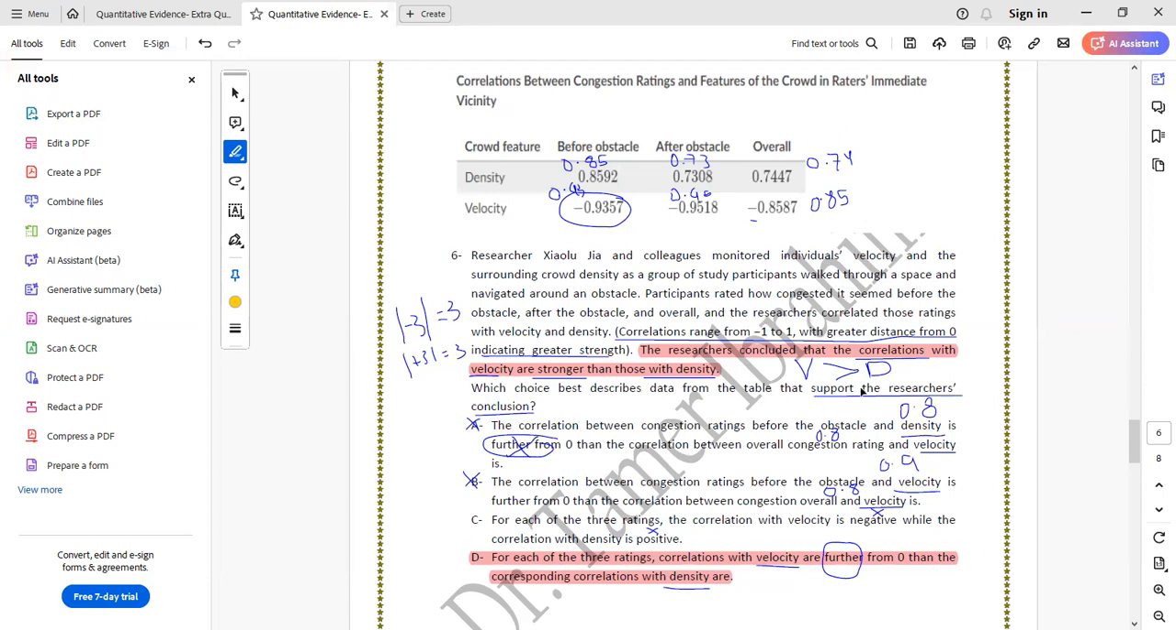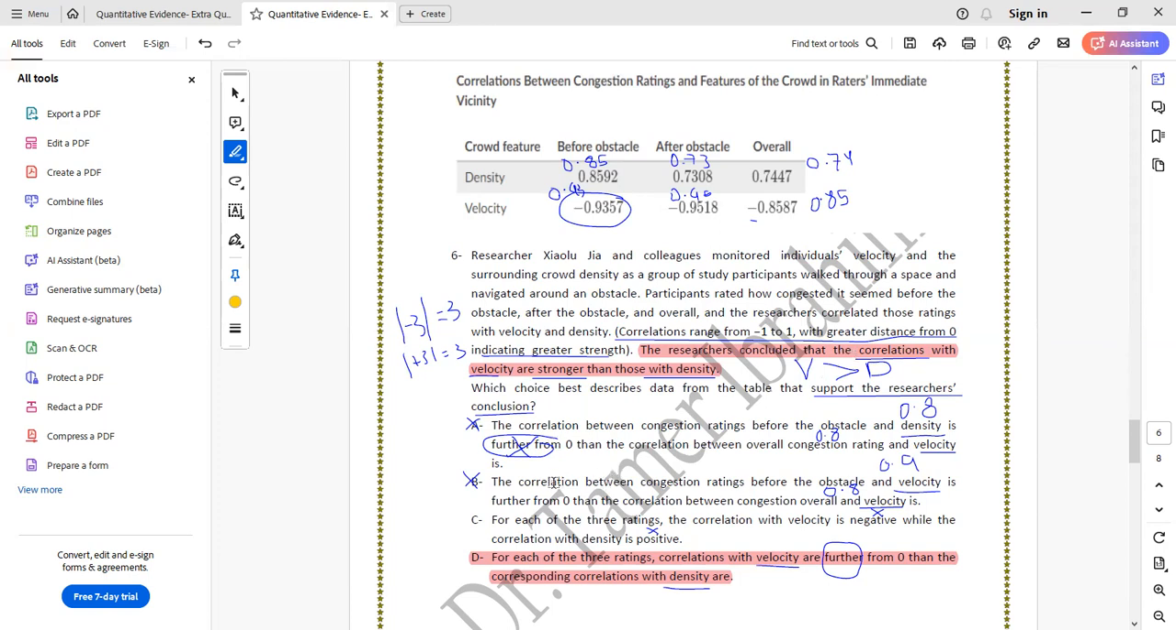Number 6, I need to support the researcher's conclusion. The researchers concluded that the correlation with velocity is stronger than with density. So I need the correlation with velocity to be larger than density. Easy. So the correlation between congestion rating before the upscale and density is farther from 0 than the correlation between overall congestion rating and velocity. But here it says that density is bigger than velocity. No, I need velocity to be stronger, larger, or bigger than density.